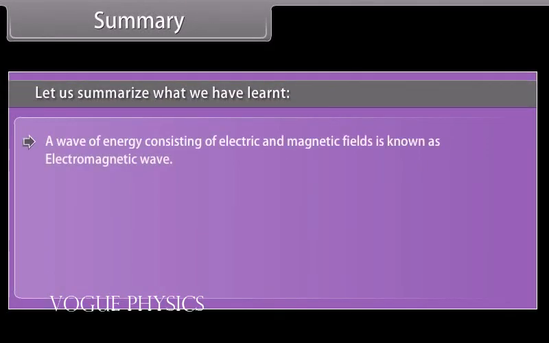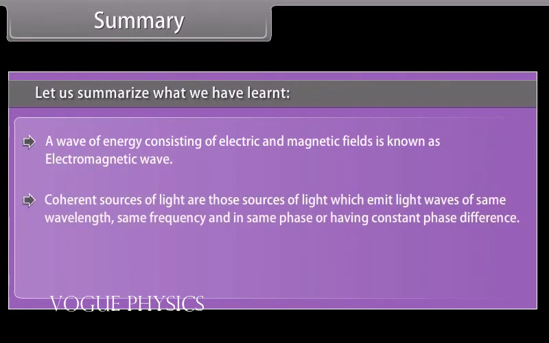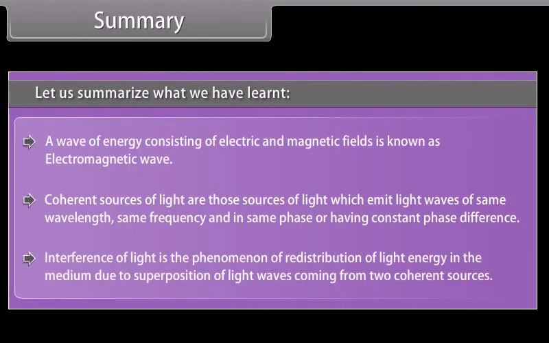A wave of energy consisting of electric and magnetic fields is known as an electromagnetic wave. Coherent sources of light are those sources of light which emit light waves of the same wavelength, same frequency, and in the same phase or having a constant phase difference. Interference of light is the phenomenon of redistribution of light energy in the medium due to superposition of light waves coming from two coherent sources.